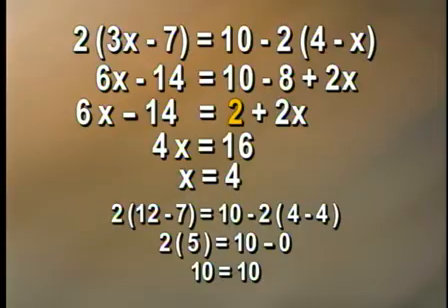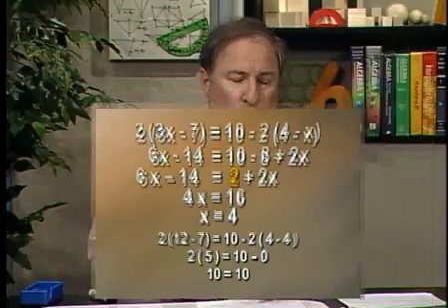2 times 0 is 0. And 10 minus 0 is 10. So we have 10 equals 10. And therefore we've checked. The correct answer is x equals 4. Again, the only number that replaces the x in our equation will give us an equation that is true. 10 equals 10.